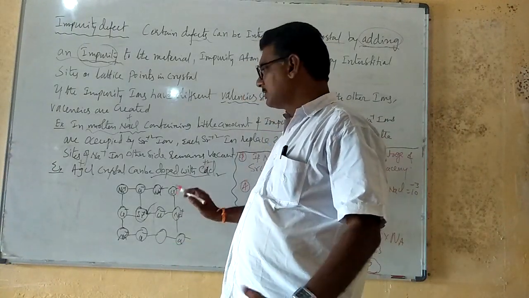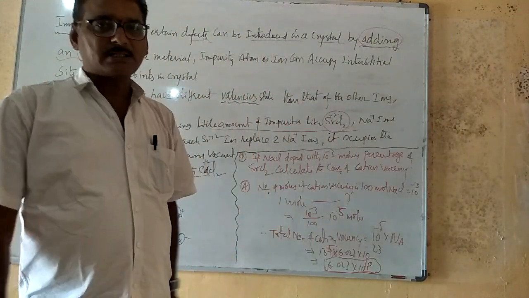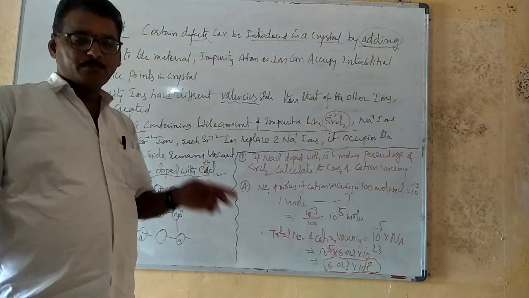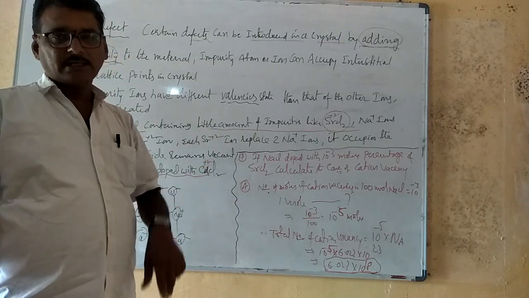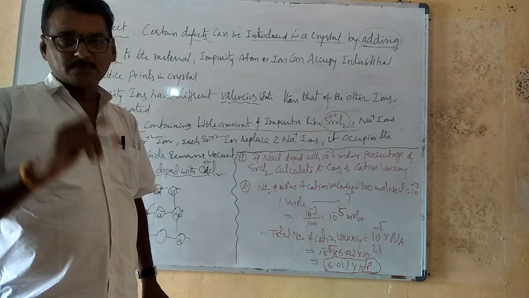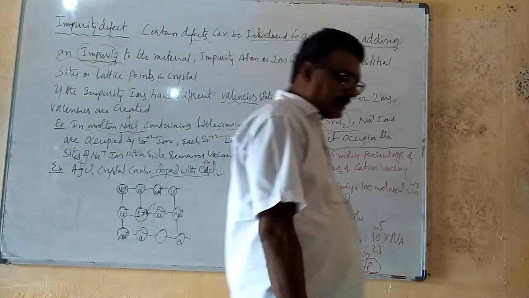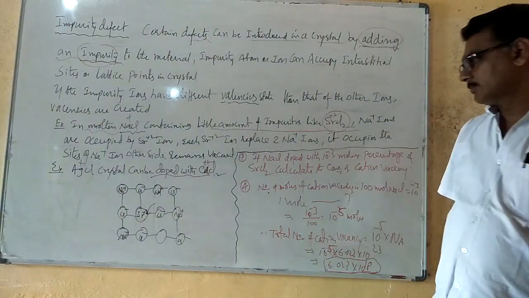Okay? So this is about the impurity. When the impurity is added to the crystal lattice, automatically Na+ ions will be moved, so a vacant space will come. Based on this impurity defect, I am discussing one problem with you.